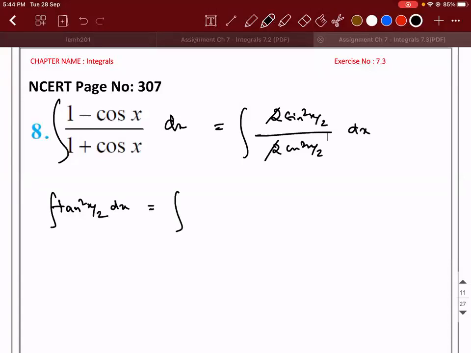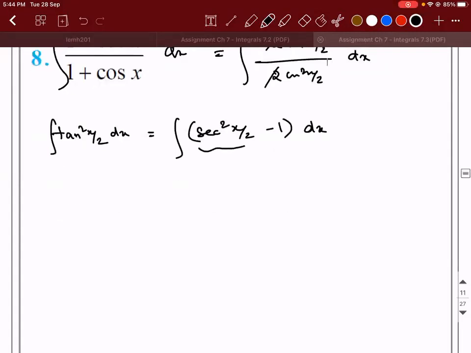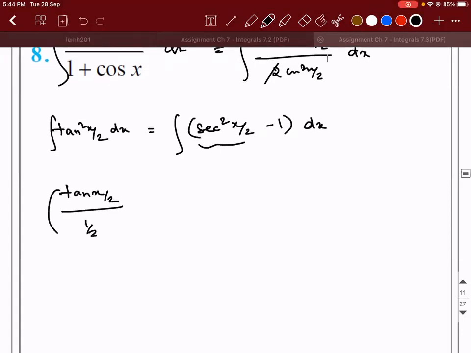So how do you solve the integral of tan square? You don't have a formula for tan square. You'll write it as secant square x by 2 minus 1 times dx. So what is the integral of secant square x by 2? Tan x by 2 divided by half, minus x plus c. So this will give you 2 tan x by 2 minus x plus c.